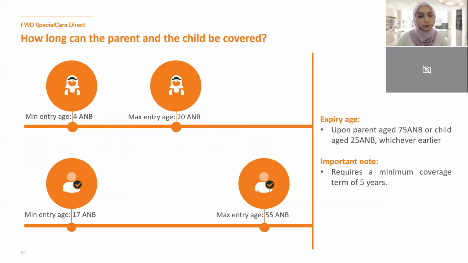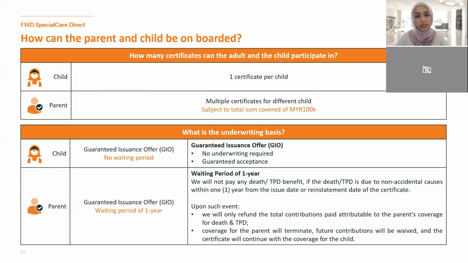Extremely affordable. For this plan, the minimum entry age is 4 years old age next birthday, and the maximum entry age is 20 years old. However, the expiry date is at 25 years old. For parents, the minimum entry age is 17 years old age next birthday. The maximum entry age is 55, and we cover up until 75 years old. And do note that the minimum coverage term for this plan is 5 years.